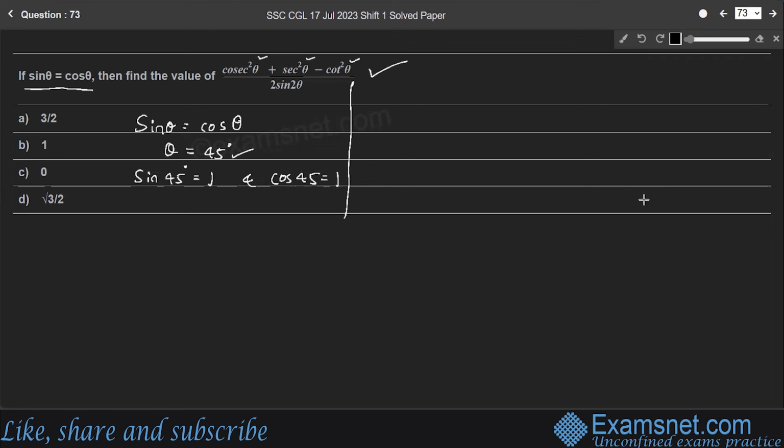So come to the given expression. Cosecant square theta becomes cosecant square 45 degree, plus secant square theta is secant square 45 degree.